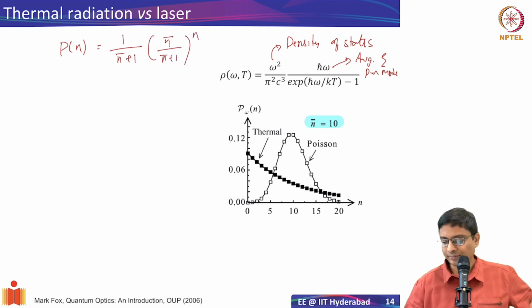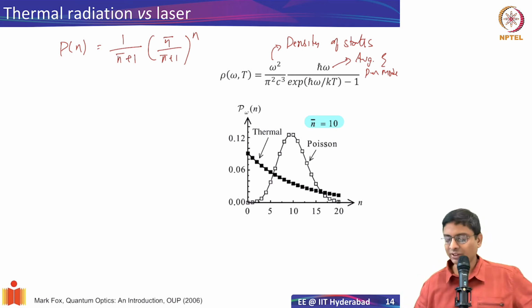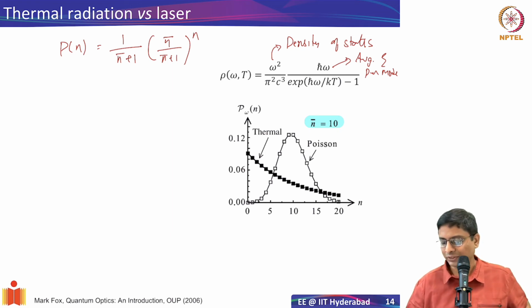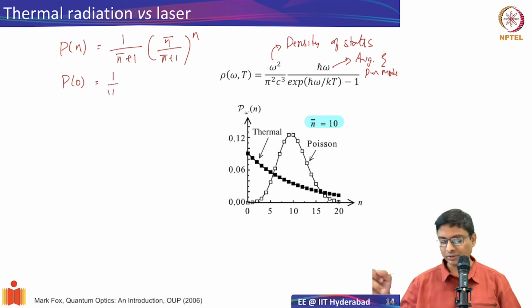To the power of n. So it follows what is known as the Bose-Einstein distribution, which is given by the expression here. So quickly you see, what is the probability of finding, let's say, n photons? We can quickly repeat the same thing. The probability of finding 0 photons is going to be 1 over 11, times 10 by 11, whole thing to the power of 0.